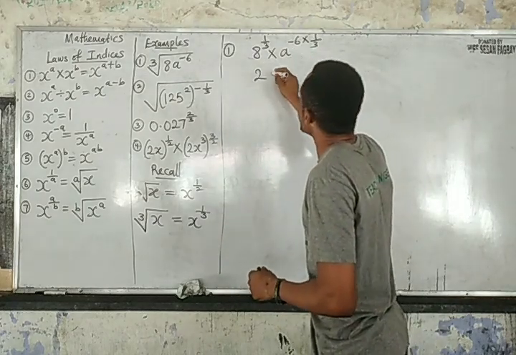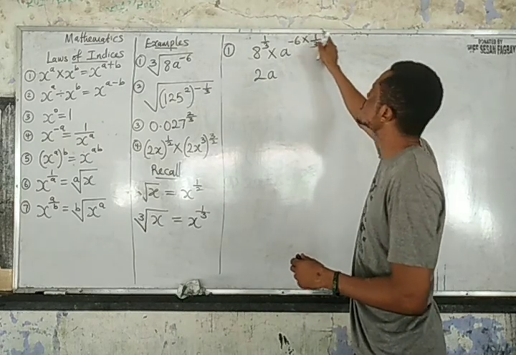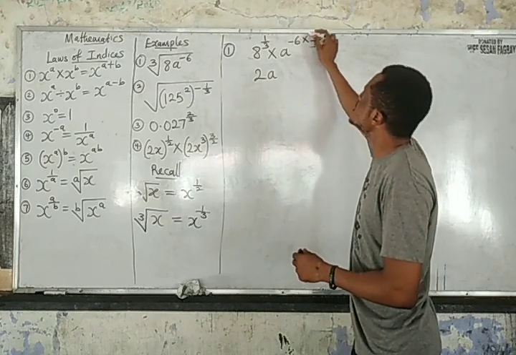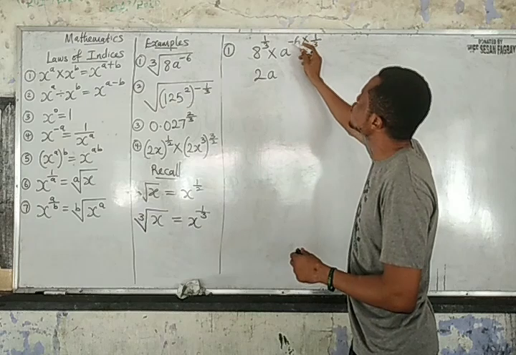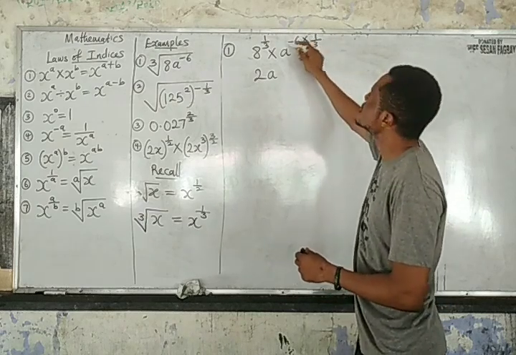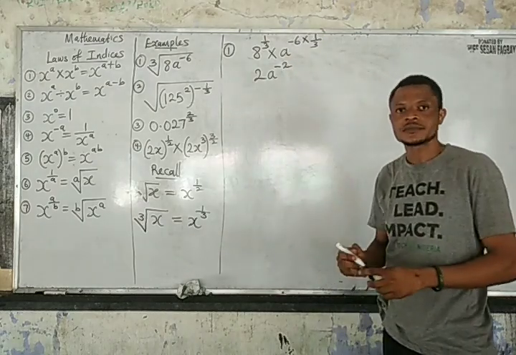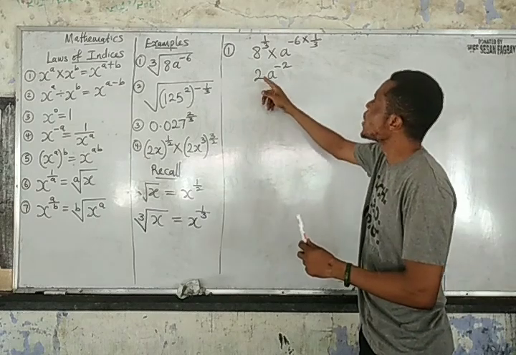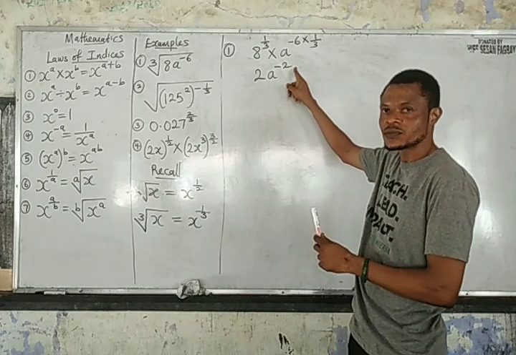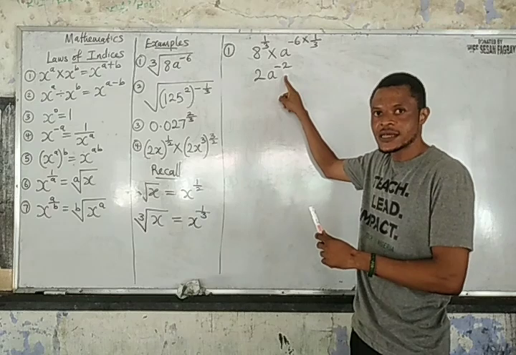Now we have our a raised to the power of minus 6 multiplied by 1 all over 3. 3 here, cancel. 3 here, cancel. We are left with what? Minus 2. By the time we cancel this, 3 goes here 1, 3 goes here 2. We are left with minus 2. Don't forget that we are having 2 multiplied by a raised to power minus 2. So this raised to power minus 2 is only working for a.